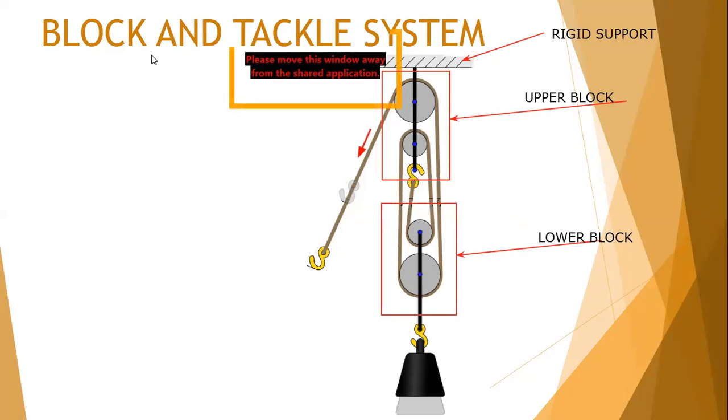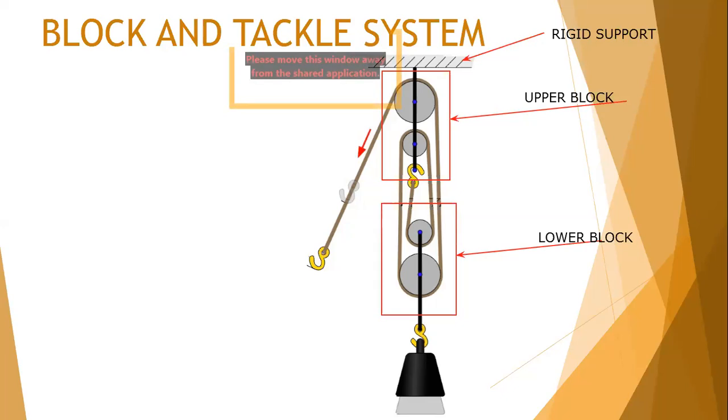Now why is this system called block and tackle? Here we have two blocks and you will find that these two blocks are connected with each other with the help of a string, with the help of a thread, with the help of a tackle. So this thread is called the tackle. That's why this system is called block and tackle.